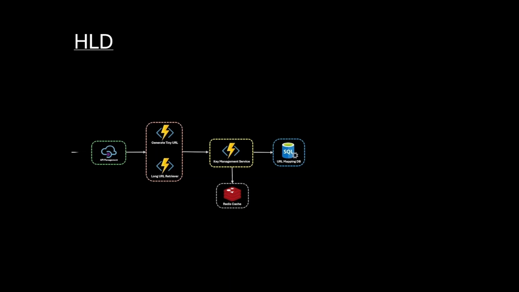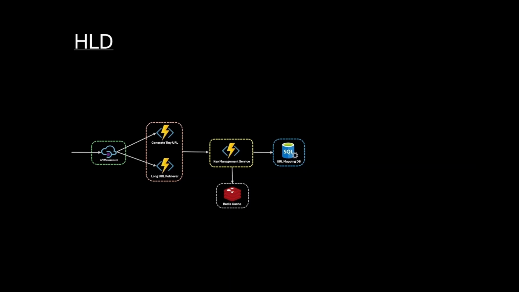So API management is a front-facing service which will expose the endpoints. Although in our practical example, we will not be using API management, we will directly create an Azure function with the endpoint. This API management can then access generate tiny URL and long URL retriever. Generate tiny URL is a put call, or the endpoint with the put method. You make a put call with the long URL in the request body to generate tiny URL and get a response back with the seven magical characters.